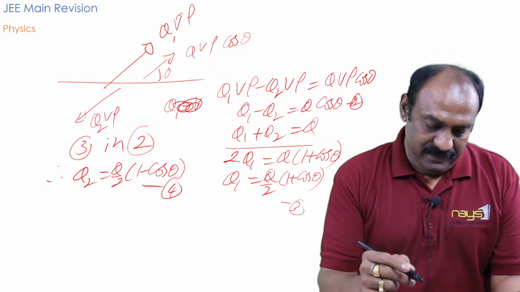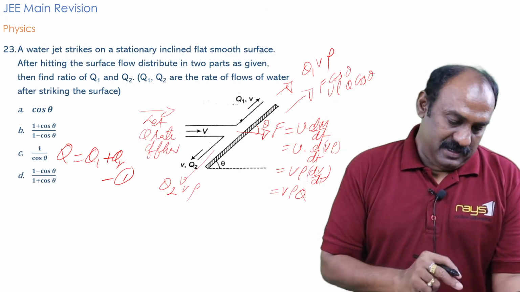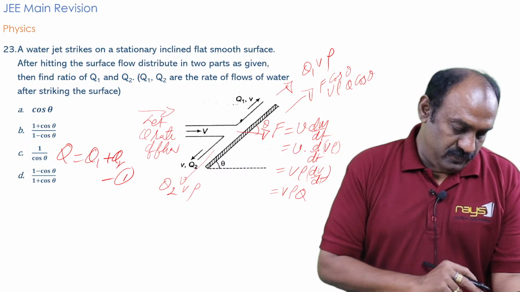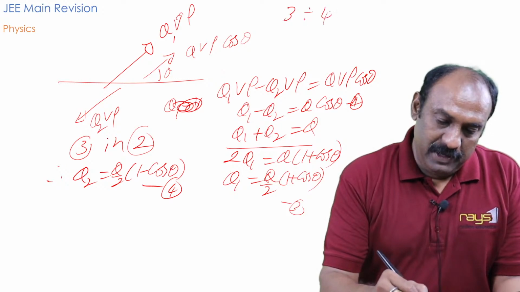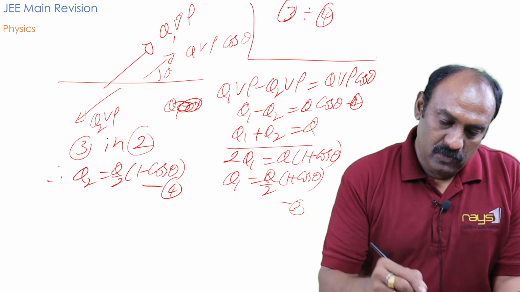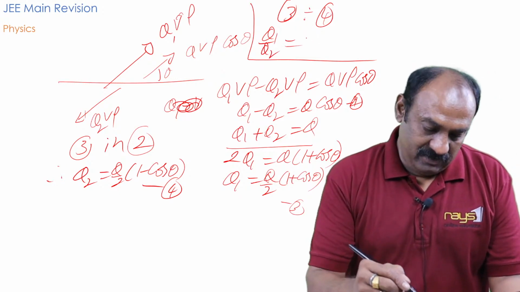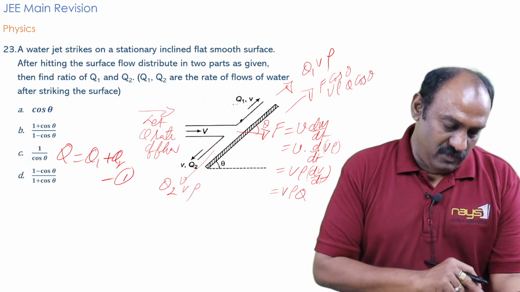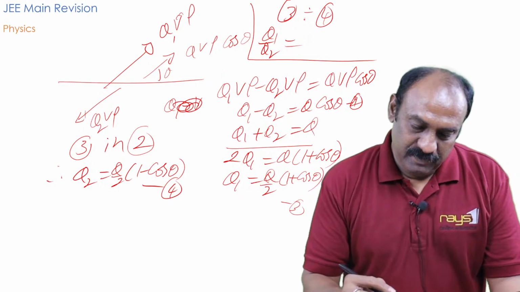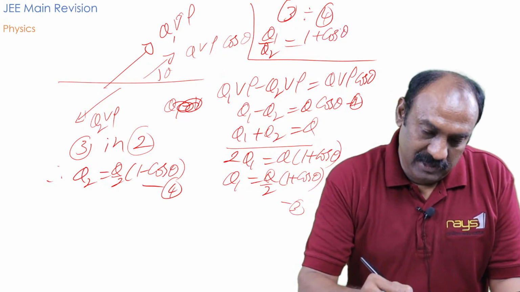By dividing 3 by 4, what we want is the ratio of Q1 to Q2. So dividing 3 by 4, we get Q1 by Q2 equal to 1 plus cos theta by 1 minus cos theta. That is the answer.